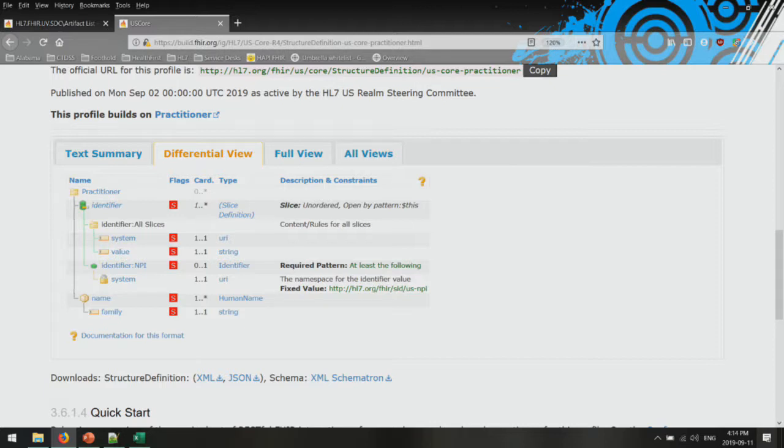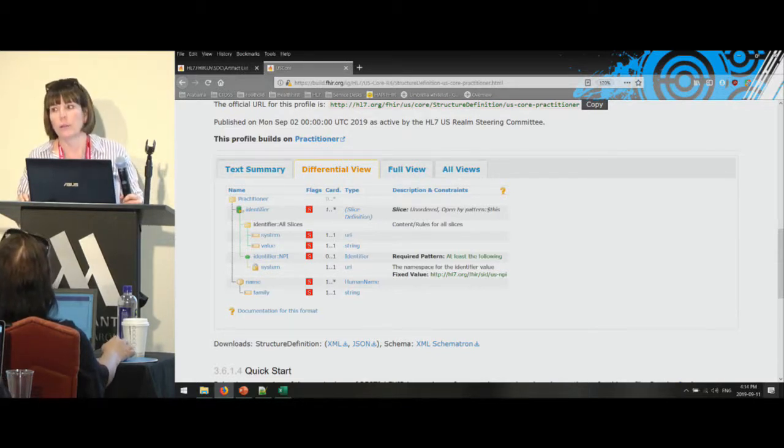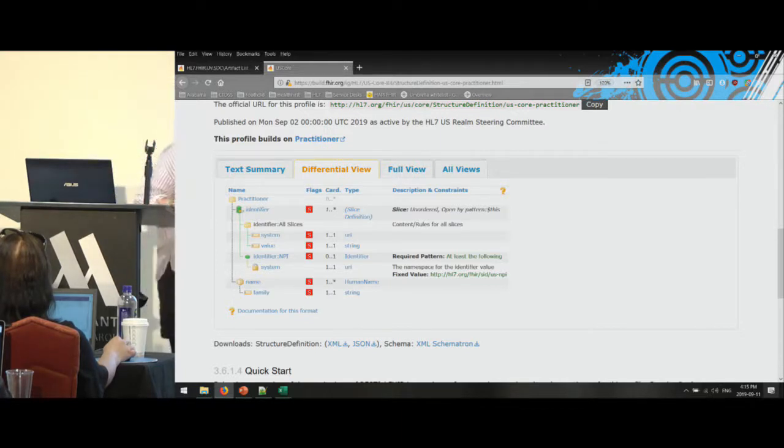Any other questions about what we were talking about? Because that's the end of what I'm talking about in terms of profiling. I'm just curious, on that same one, it says one-to-many on the slice. So that means you could have more than one NPI. Yeah, but you have to have one or many. A facility can have more than one NPI, but not an individual provider.